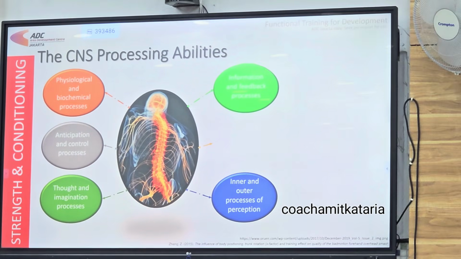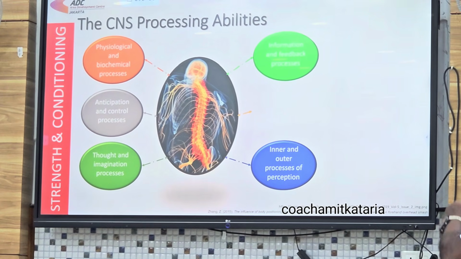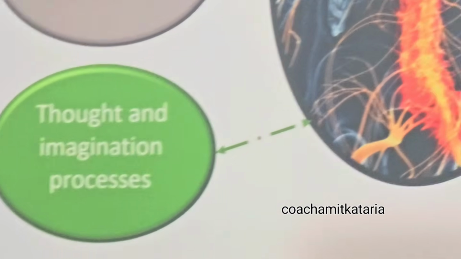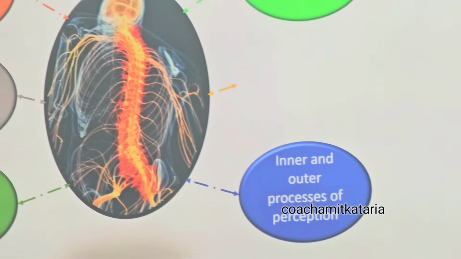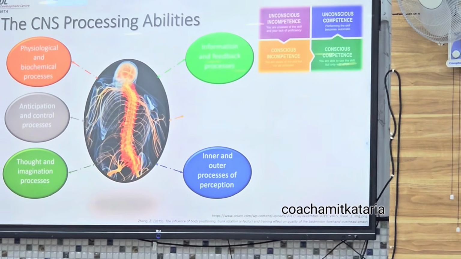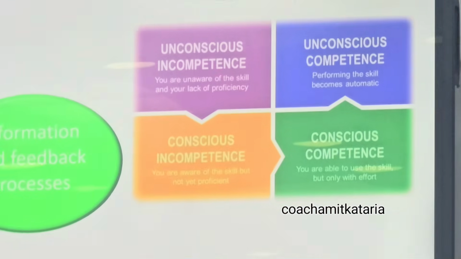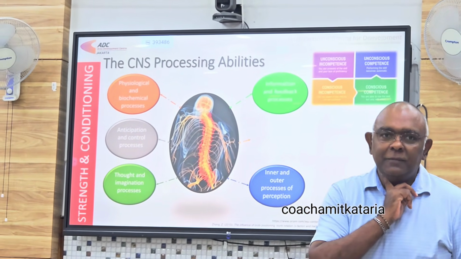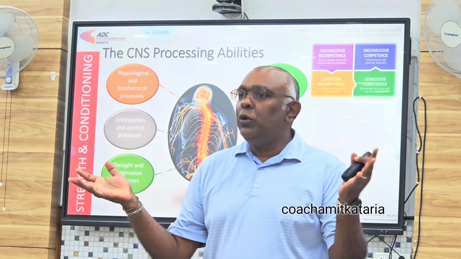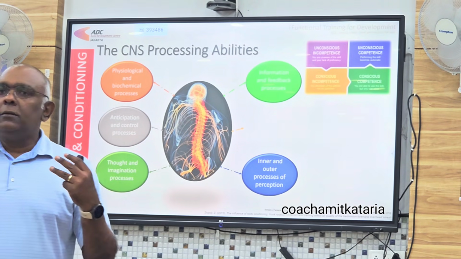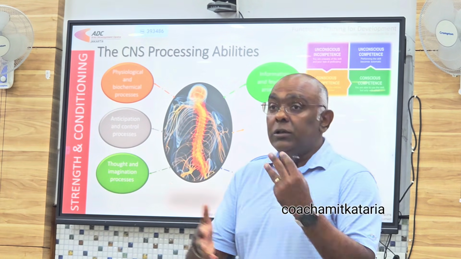Okay, so remember our brain, CNS processing, they've got all this happening. We have to regulate our physiological and biochemistry processes, anticipation control, thought processing, inner and outer information, all these are happening. And on top of that, it also has to help us move from unconscious incompetent. What does unconscious incompetent mean? I don't know how to do this. Okay? So unconscious incompetence. Then I teach the person something.